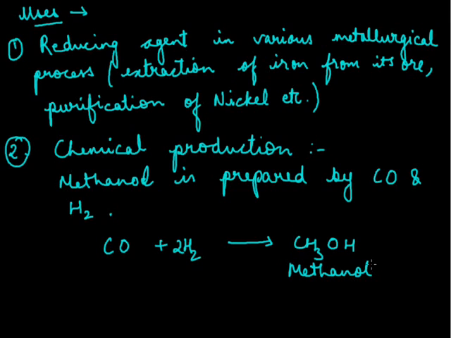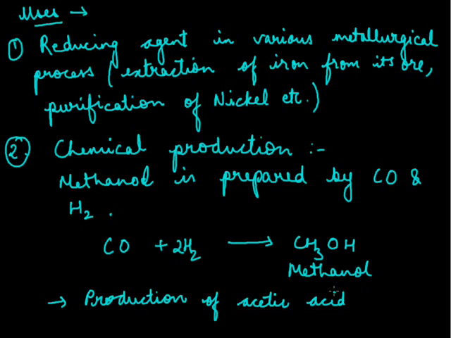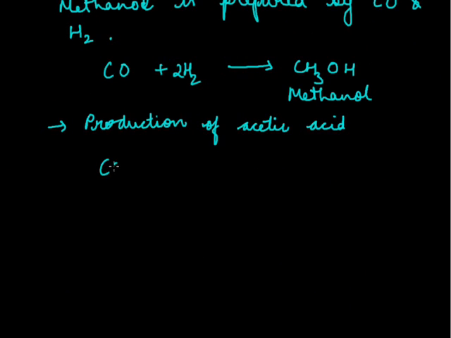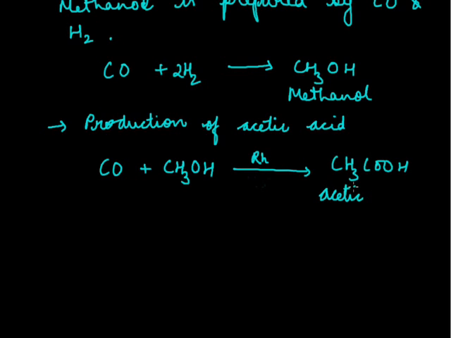Similarly, it is also used in the production of acetic acid. When carbon monoxide reacts with methanol in the presence of a catalyst, that is rhodium. So in this way, it is used largely in the production of different chemical compounds. After the uses, we will be discussing the harmful effects of carbon monoxide.